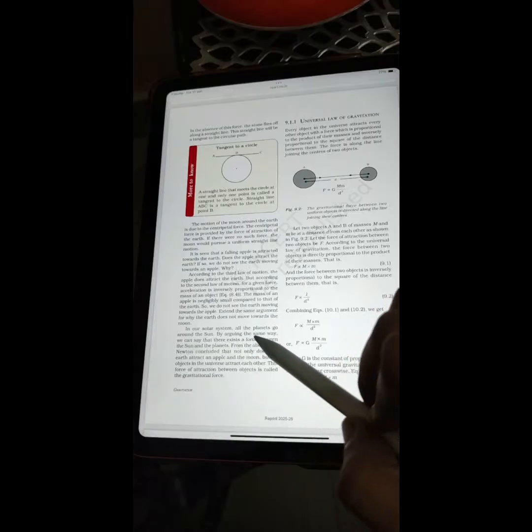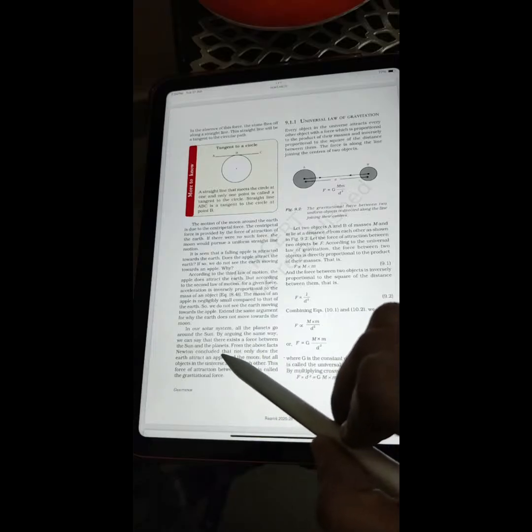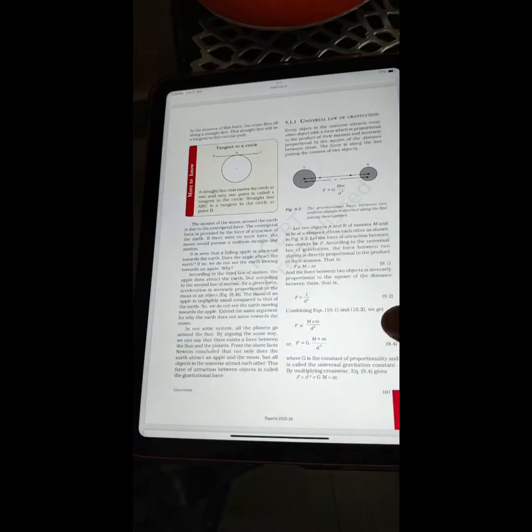In our solar system, all the planets go around the sun. By arguing the same way, we can say that there exists a force between the sun and the planets. From the above facts, Newton concluded that not only does the earth attract an apple and the moon, but all objects in the universe attract each other. This force of attraction between objects is called the gravitational force.